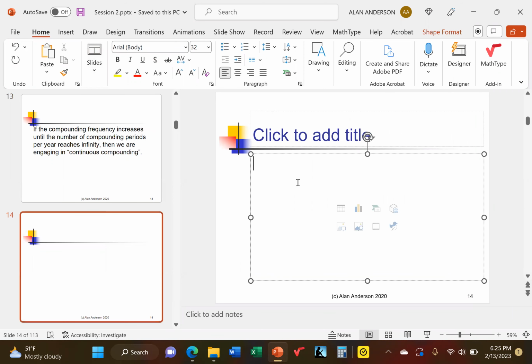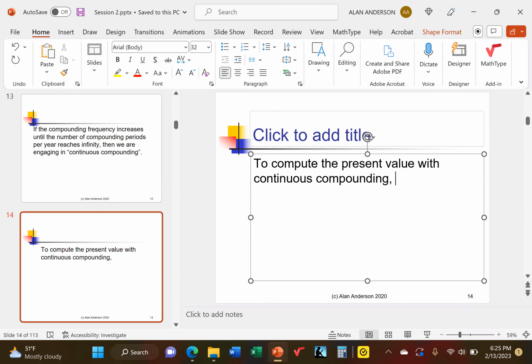So to compute the present value with continuous compounding, we use the formula. The present value equals the current value, the sum that we're investing, which is the future value, and then we'll multiply that by e raised to the minus RT power. All right, and that's supposed to be an exponent, by the way. Let me turn that into an exponent.